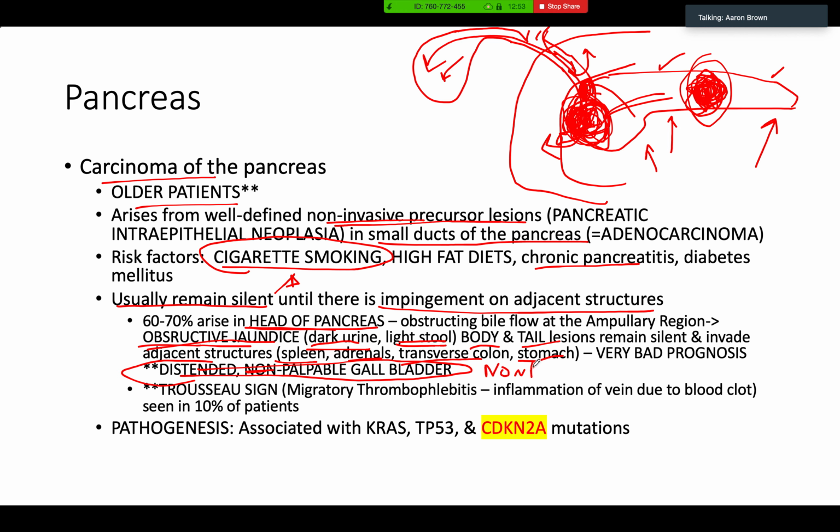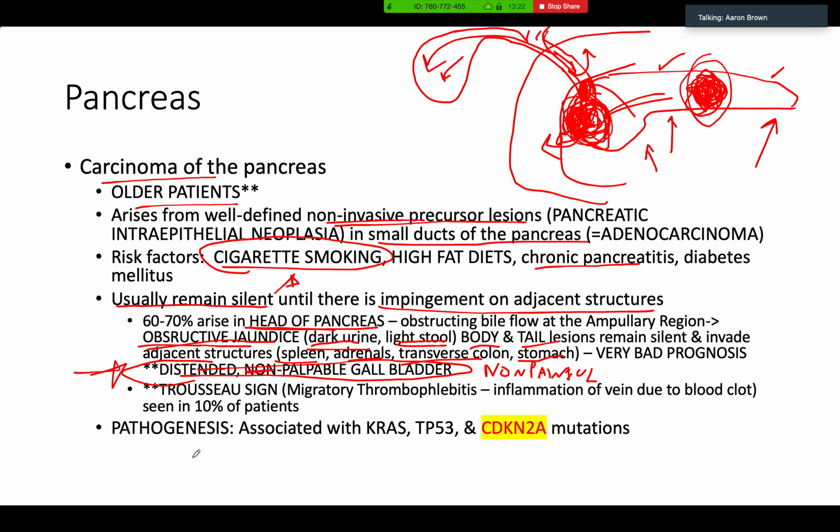Non-painful. Okay, this is not cholecystitis. Right? This is not the gallbladder contracting against a stone. This is the gallbladder becoming distended because of a downstream obstruction. And so when you see this distended, palpable gallbladder that is not painful, you really need to have your suspicions high for a pancreatic cancer. Okay? I'm going to put a star by this because this is one of the signs that they may give you in a question stem.